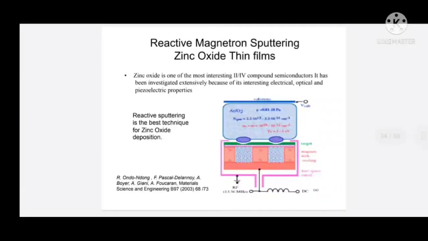Reactive magnetron sputtering of zinc oxide thin films. Zinc oxide is one of the most interesting II-VI compound semiconductors. It has been investigated extensively because of its interesting electrical, optical, and piezoelectric properties.